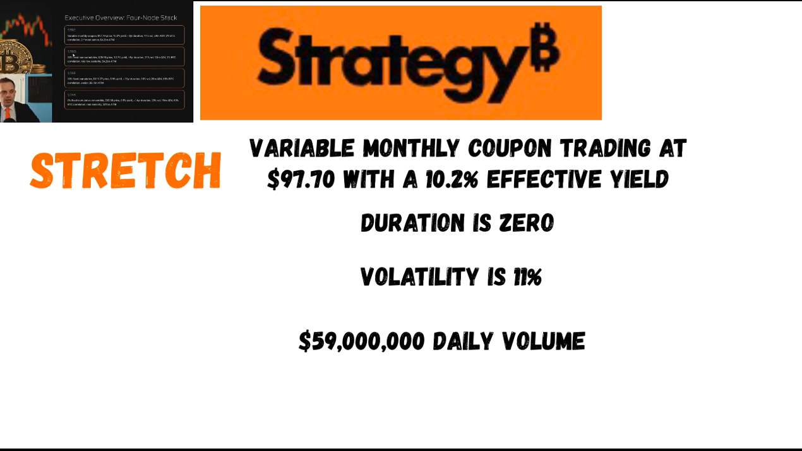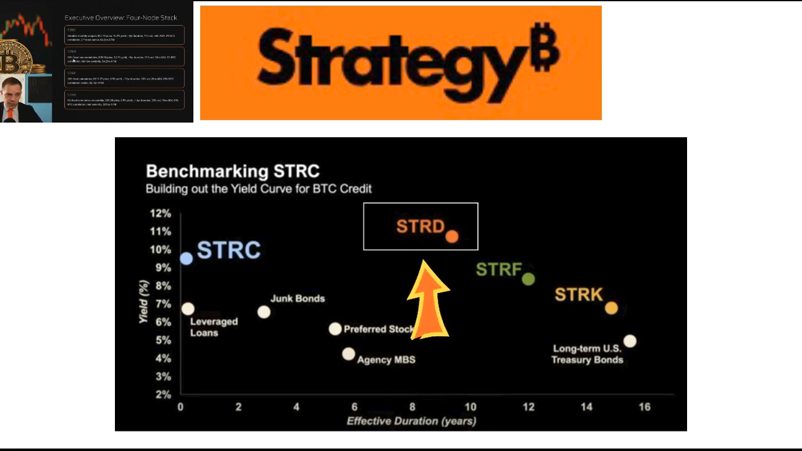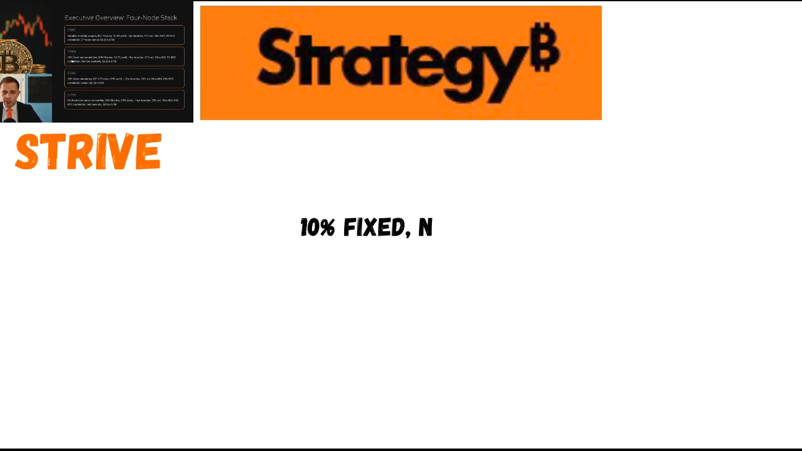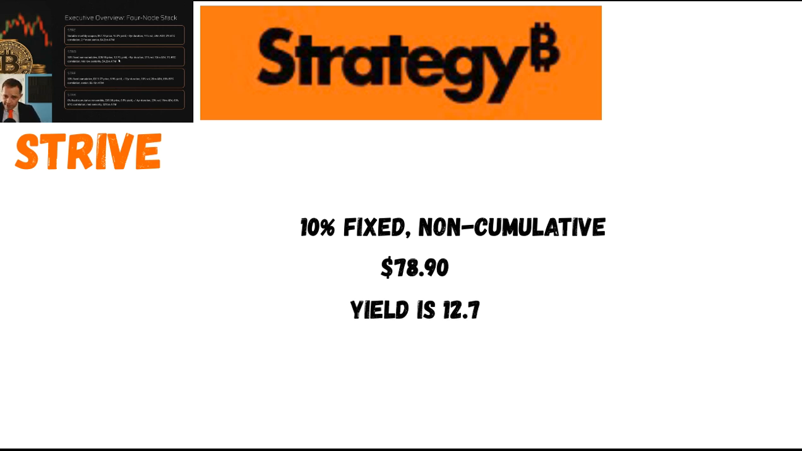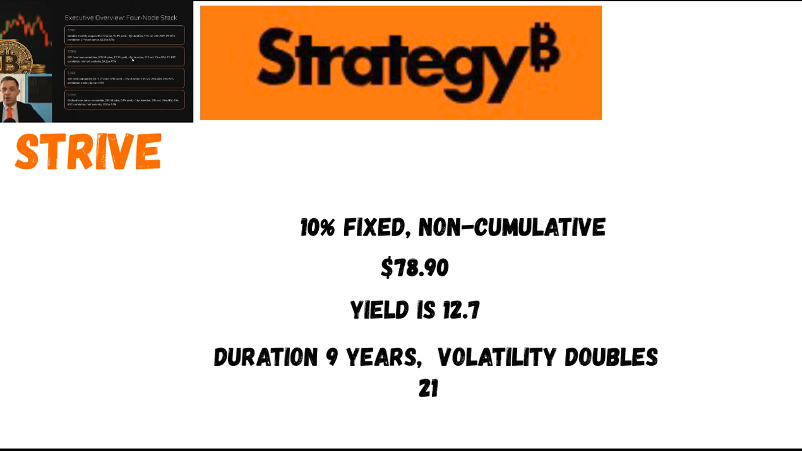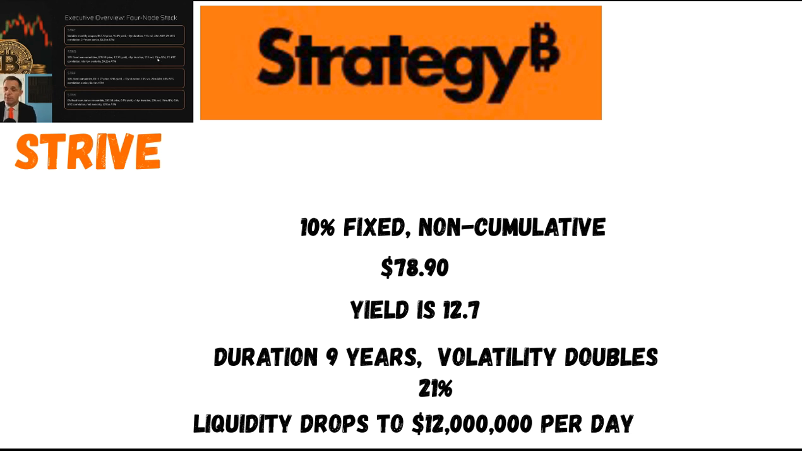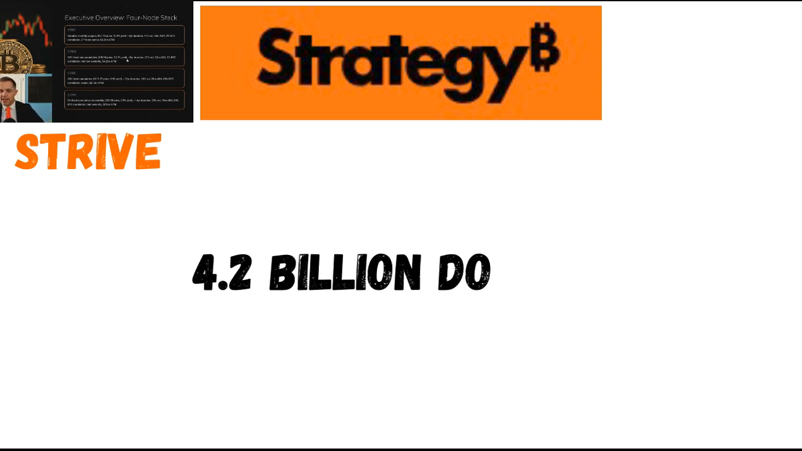Then you have Stride moving us out on the curve, which is a 10% fixed, non-cumulative, because the market prices it at $78.90. The yield jumps to 12.7. The duration is around 9 years. The volatility doubles to 21%, and the liquidity drops to about 12 million per day. The seniority in the entire capital stack is mid-low, so you pick up the extra yield at the cost of optional dividend skips. And it shares that same issuance headroom on this ATM that Stretch has, $4.2 billion.